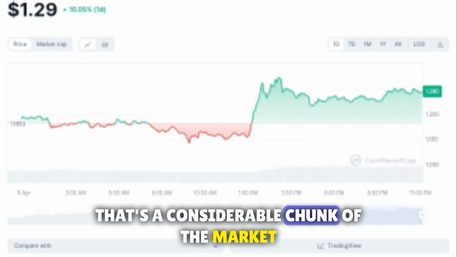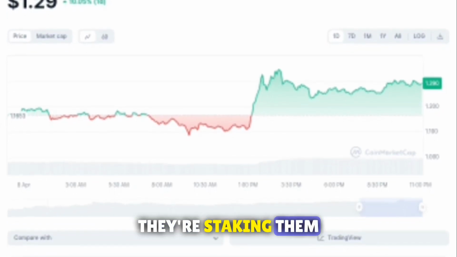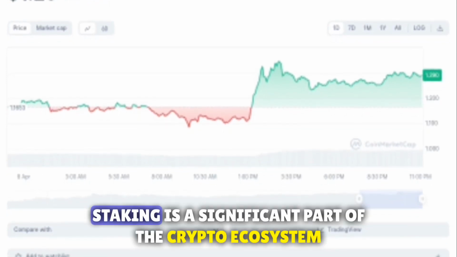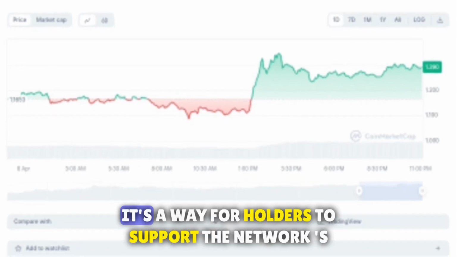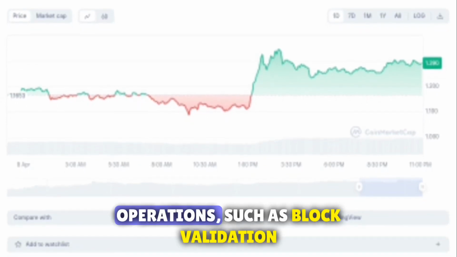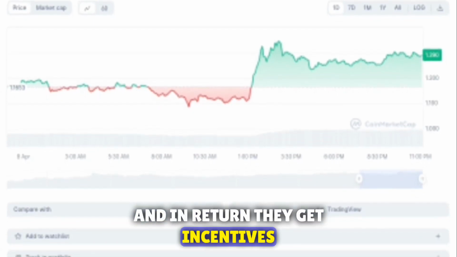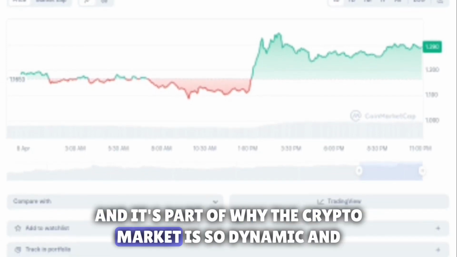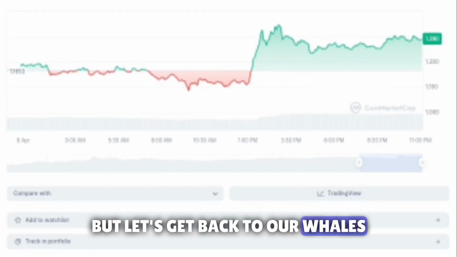That's a considerable chunk of the market, and they're not just hoarding these tokens. They're staking them, which means they're locking them up in the network to earn rewards. Staking is a significant part of the crypto ecosystem. It's a way for holders to support the network's operations, such as block validation, and in return, they get incentives. It's a win-win, and it's part of why the crypto market is so dynamic and exciting. But let's get back to our whales.